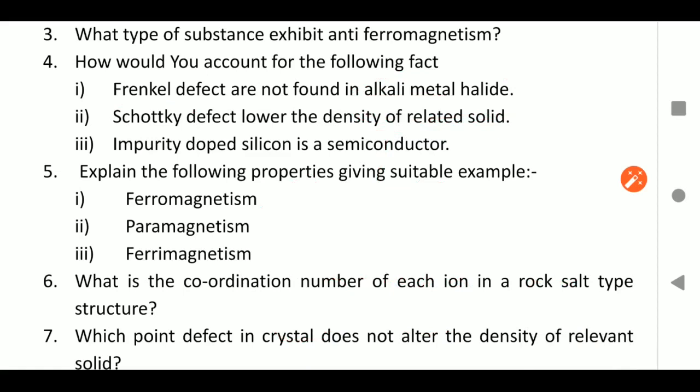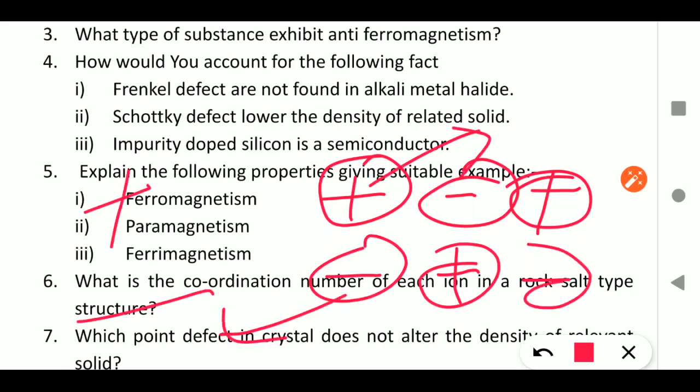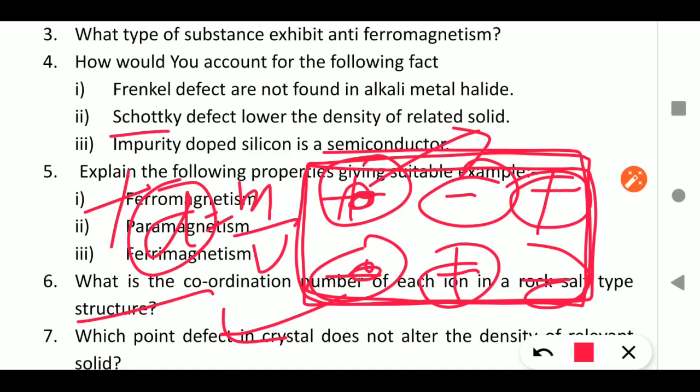Next, second part: Schottky defect lowers the density of the related solid. What happens in Schottky defect? In a crystalline solid, an equal number of cations and anions move outside the solid, so there is a vacancy. As you observe here, the mass of this area has been lowered, and density is directly proportional to mass, so density will also be lowered. That's why Schottky defect lowers the density of the solid. You can watch the video on defects or imperfections in crystalline solids, I have uploaded that video.